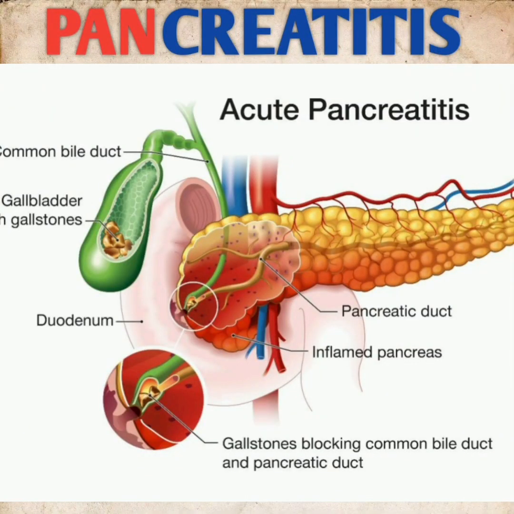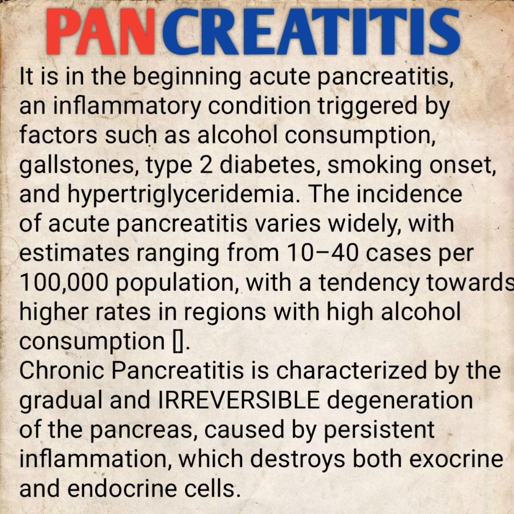Pancreatitis. It is an acute and inflammatory condition triggered by factors such as alcohol consumption, gallstones, type 2 diabetes, smoking, and hypertriglyceridemia. You are really talking of obesity as well. The incidence of acute pancreatitis varies widely, with estimates ranging from 10 to 40 cases per 100,000 population, with a tendency towards higher rates in regions with high alcohol consumption. So the implication is that if you consume too much alcohol, it is not only going to affect the liver, it is going to affect the pancreas as well.